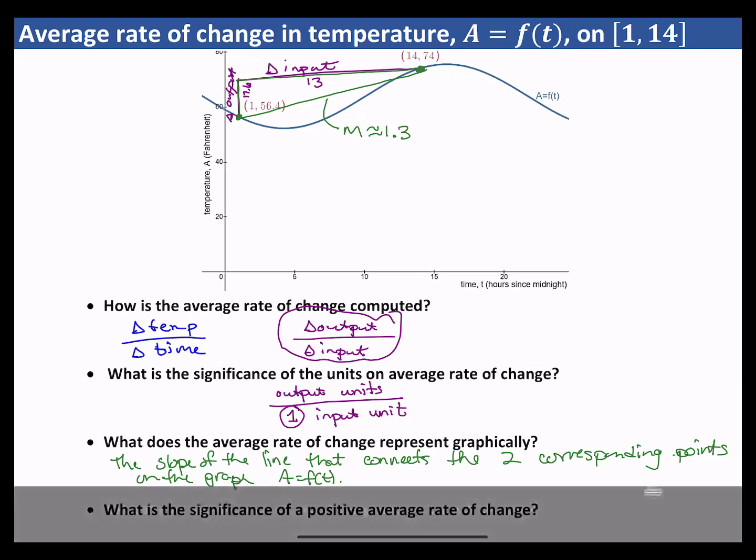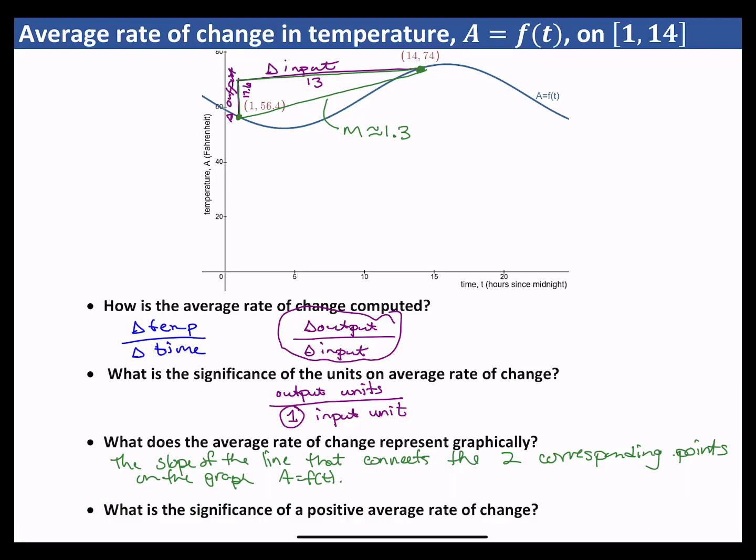Lastly, what's the significance of a positive average rate of change? Well, the positive average rate of change tells us that on average, the temperature is increasing between 1 a.m. and 2 p.m. But again, it's important to notice the temperature is not always increasing on this interval. That's why it's important that we include this qualifier, on average.